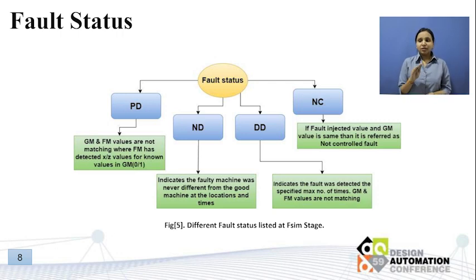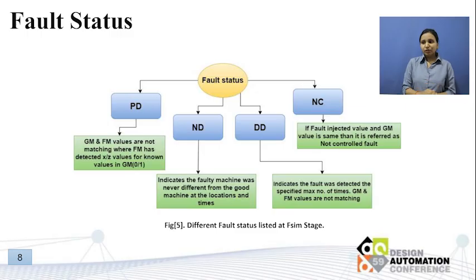PD is potentially detected. Here the value of the good machine and the faulty machine values are not matching, but here the FM has detected the X and Z values for the known values of the good machine. Now the ND fault status, ND is not detected.